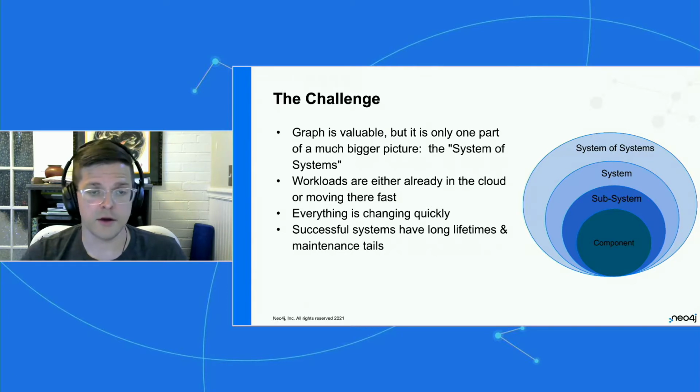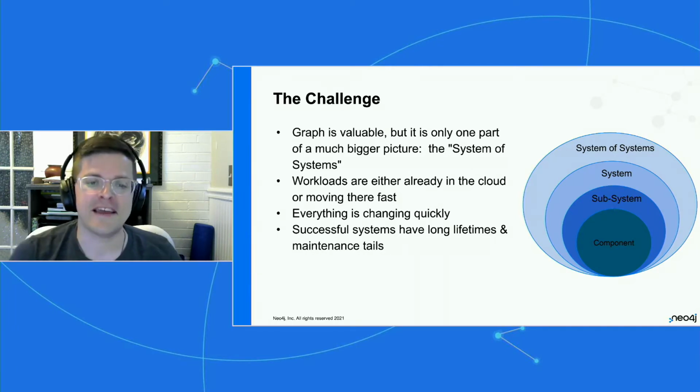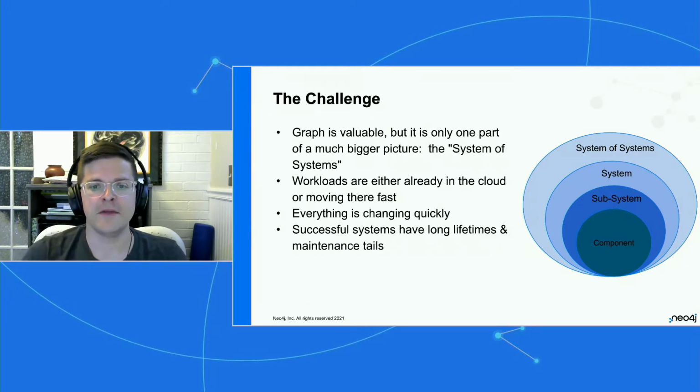But what we find in our customer base is that these workloads are really moving around quite a lot. A lot of workloads are already in the cloud, and the ones that are not in the cloud are generally making plans to go there, either for cost or efficiency or technology reasons. And we see around us, just because this is the technology business, that everything is changing super quickly. And the cherry on top of all of this is that if you have a successful system, that means that it's going to have a long lifetime, and it also means that it's going to have a long maintenance tail.